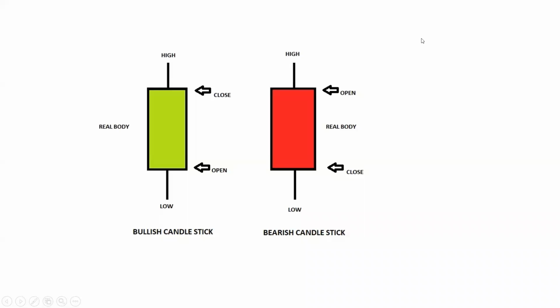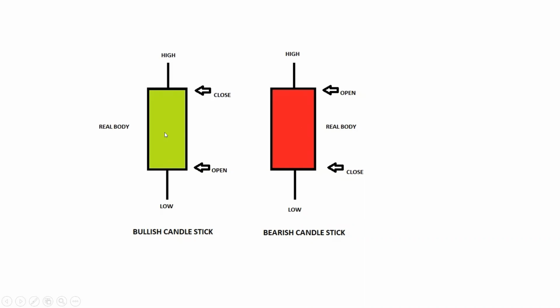So we're going to be talking about what are candlesticks. There's two types of candlesticks. One is a bullish candlestick, which is the green one here, and one is the bearish candlestick, which is a red one here. The green one means that the price is going up. The red one means that the price is going down. So I'm going to try to explain it as easy as possible so it doesn't seem confusing, okay?